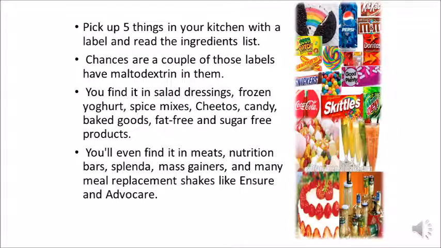Pick up 5 things in your kitchen with a label and read the ingredients list. Chances are a couple of those labels have maltodextrin in them. You find it in salad dressings, frozen yogurt, spice mixes, Cheetos, candy, baked goods, fat-free and sugar-free products. You will even find it in meats, nutrition bars, and Splenda.